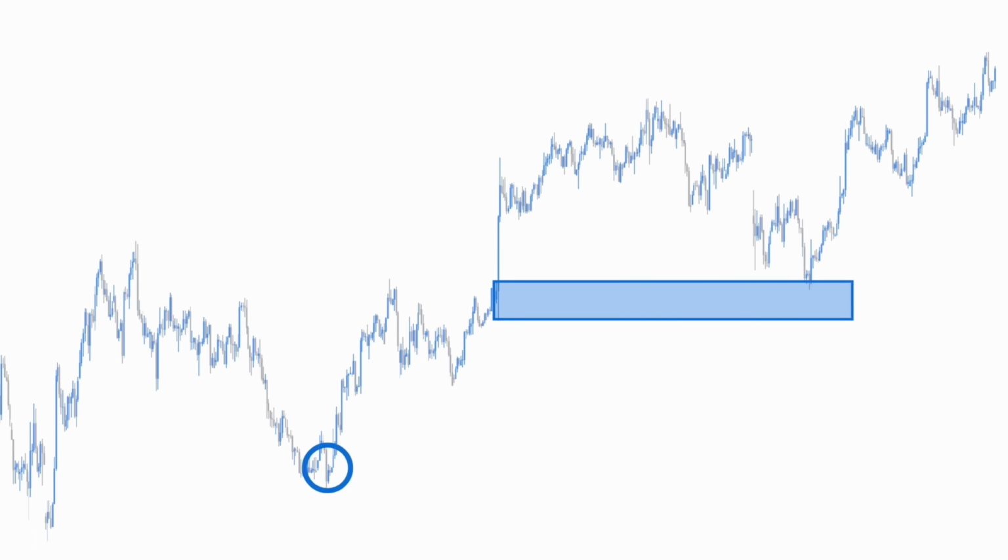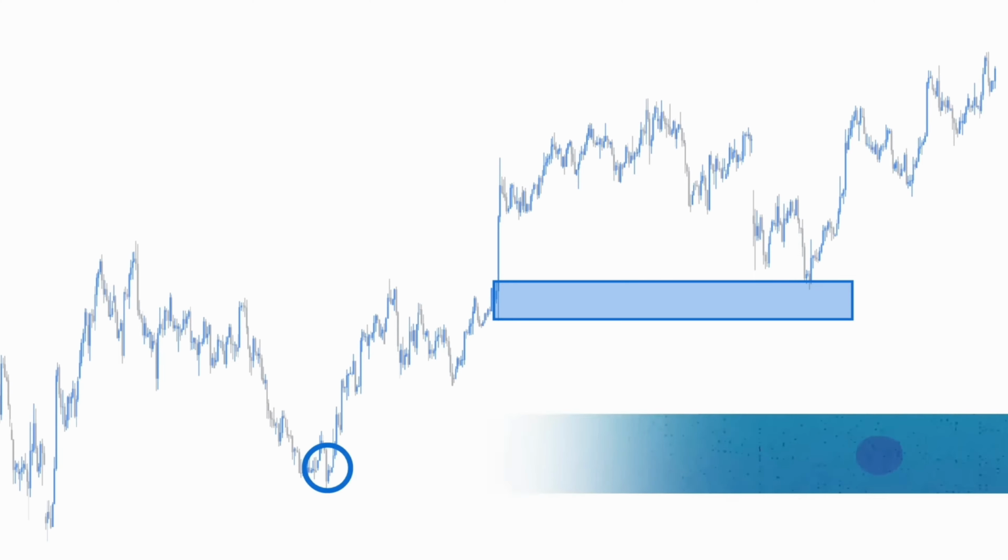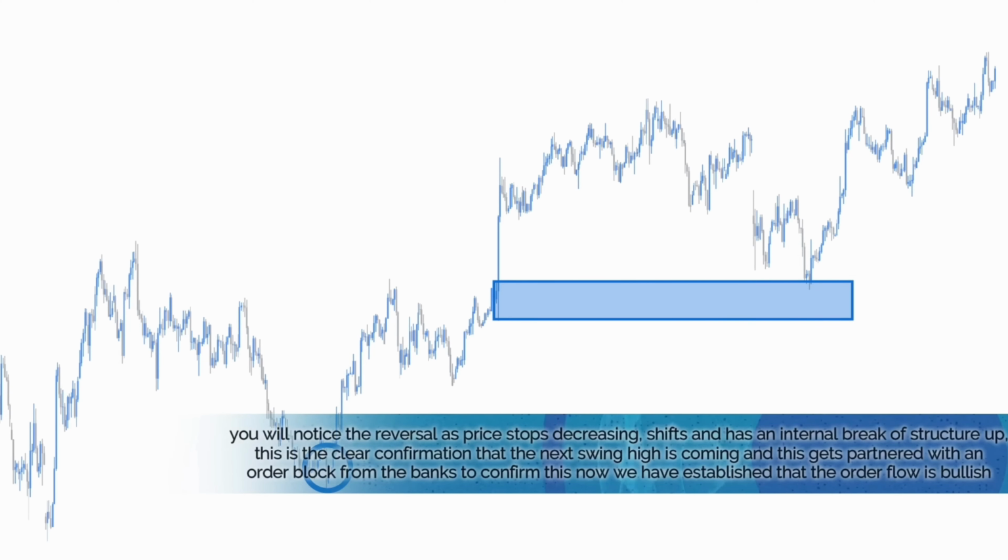This reversal point will be higher than the previous low, labeling it as a higher low. You will notice the reversal as price stops decreasing, shifts, and has an internal break of structure up. This is the clear confirmation that the next swing high is coming, and this gets partnered with an order block from the banks to confirm this. Now we have established that the order flow is bullish, we are already expecting price to put in a new higher high. This is bullish expectational order flow.